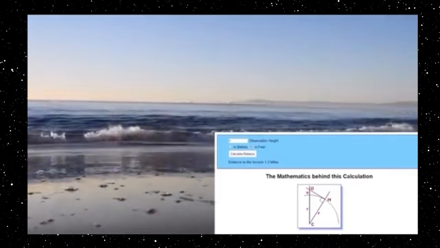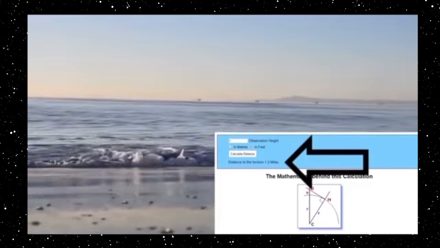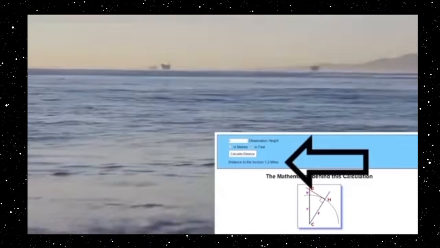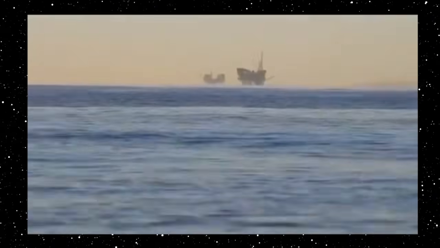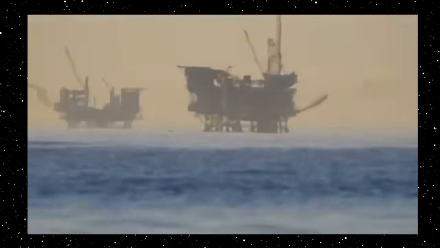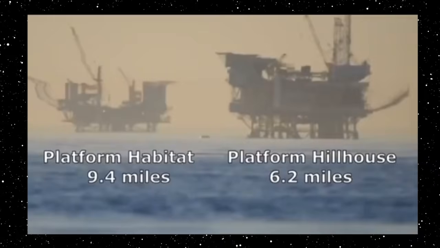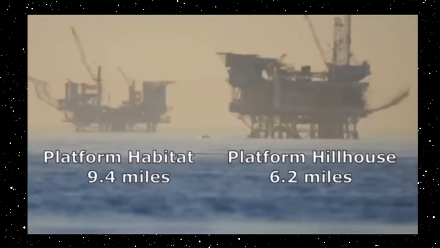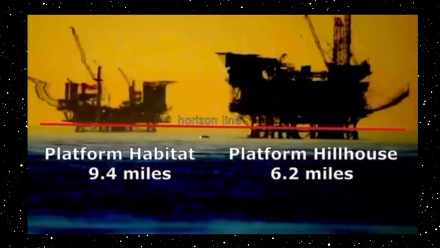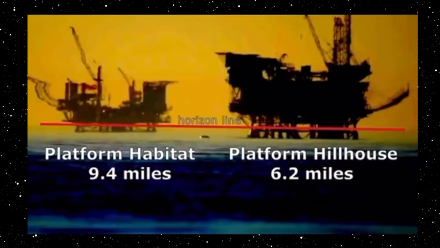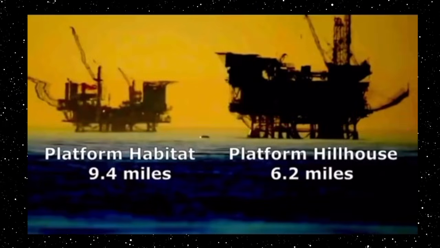In this test, infamously referred to as the Black Swan, with a camera height of only 1 foot, the globe horizon would have to be closer than a mere 1.2 miles. 1.2 miles would be the maximum distance to the horizon under the globe. But the closest platform on the right was 6.2 miles away, and the platform on the left was 9.4 miles away. As you can see, the horizon is miles beyond 9.4 miles, belying the globe model.